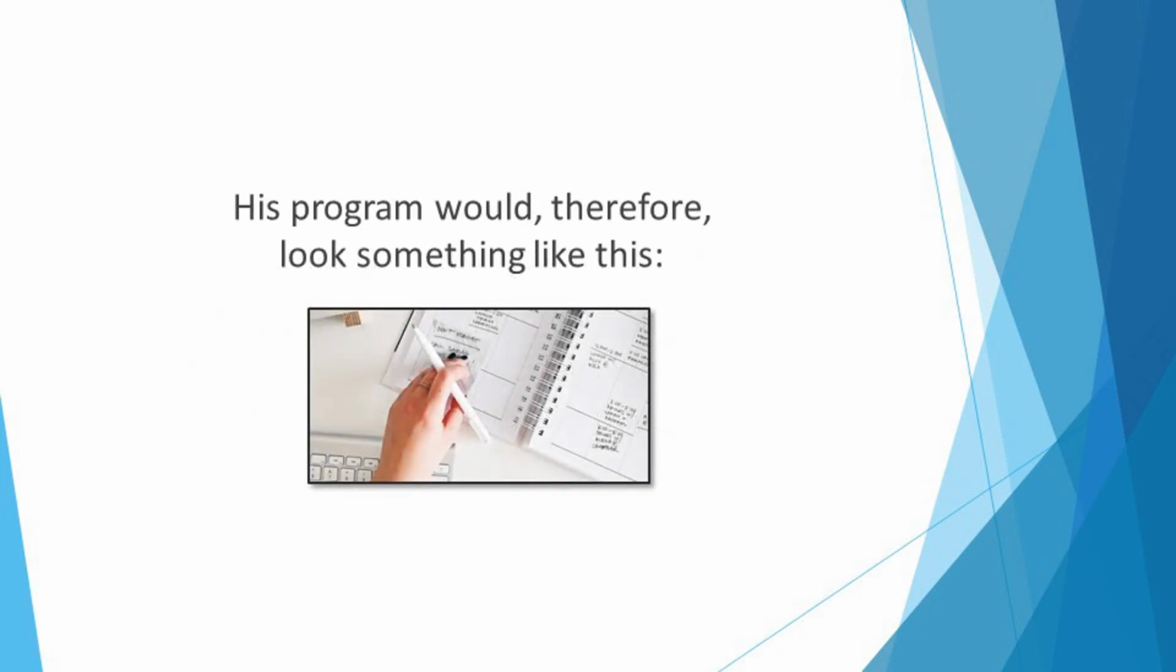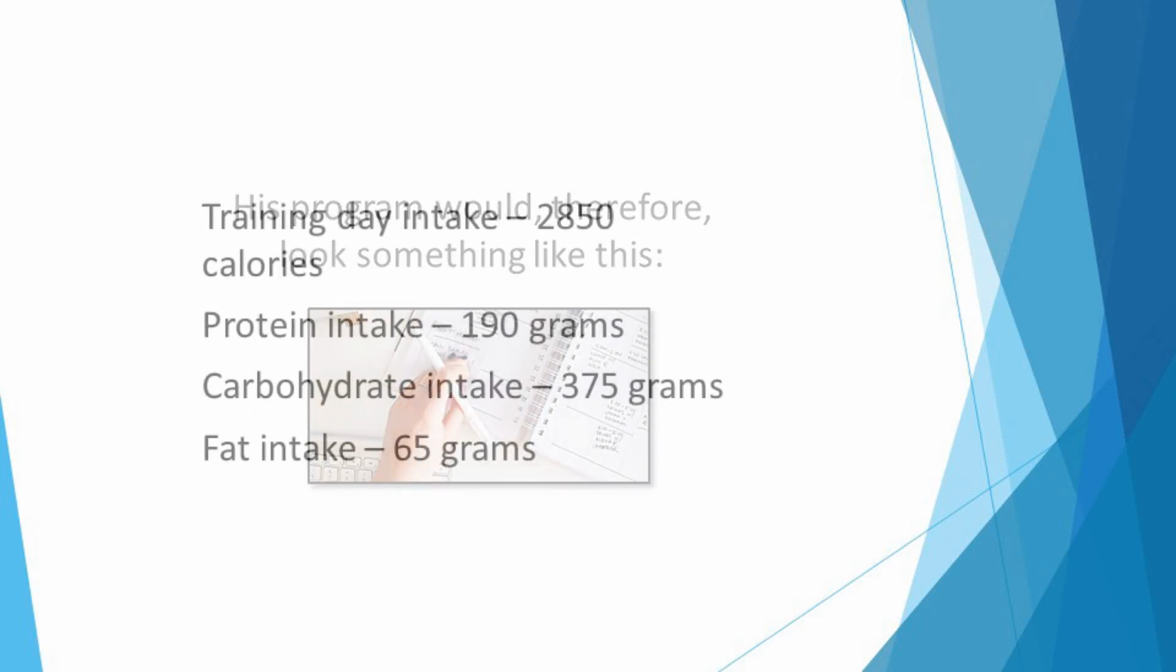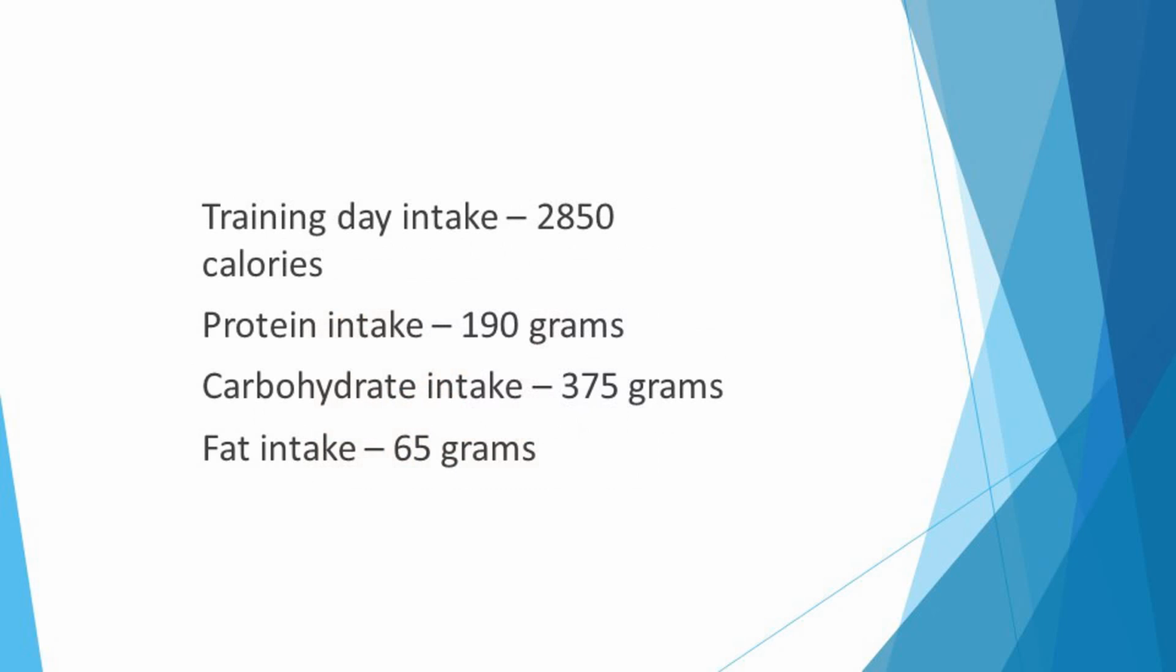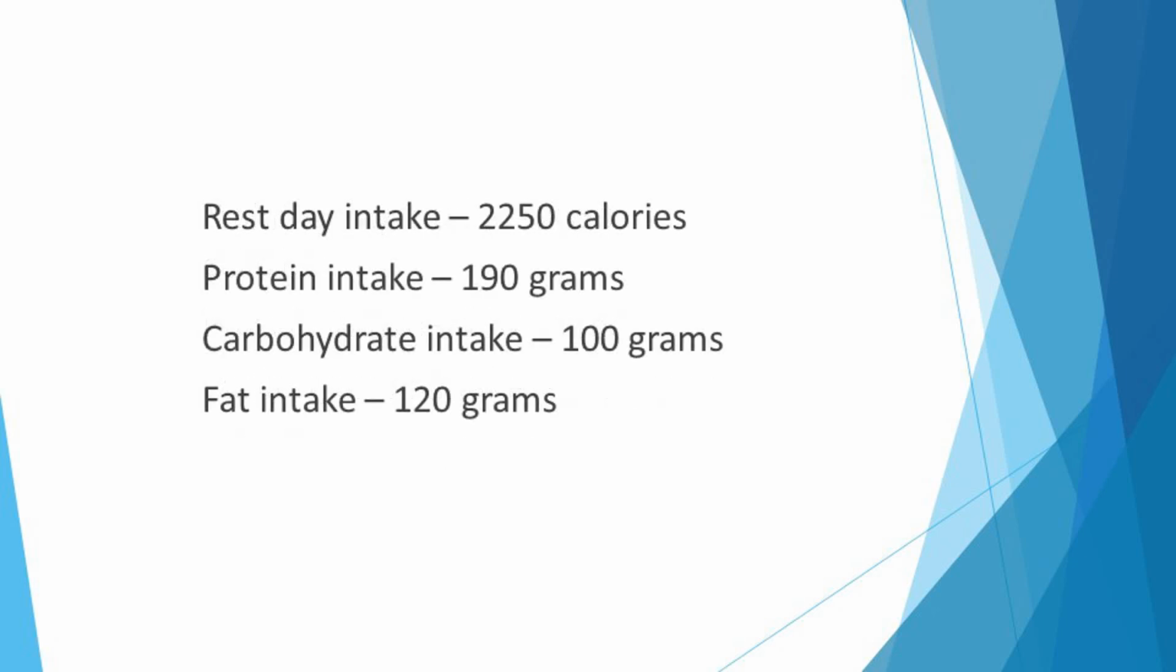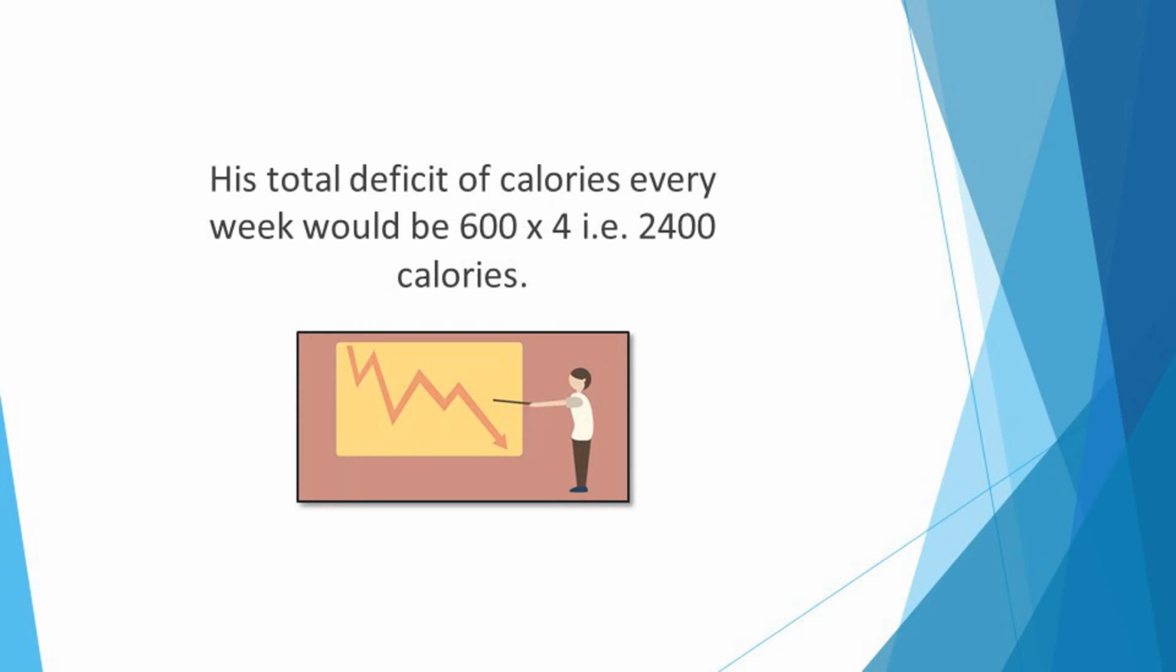His program would therefore look something like this. Training day intake, 2,850 calories. Protein intake, 190 grams. Carbohydrate intake, 375 grams. Fat intake, 65 grams. Rest day intake, 2,250 calories. Protein intake, 190 grams. Carbohydrate intake, 100 grams. Fat intake, 120 grams. His total deficit of calories every week would be 600 times 4, i.e. 2,400 calories. This would help him to lose just under 1 pound of fat every week.